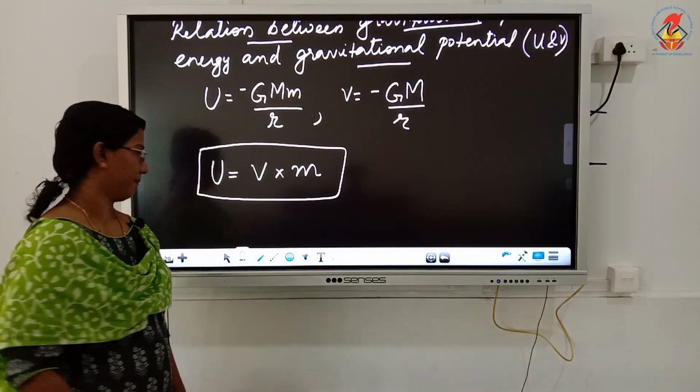Now, the equation for work done in bringing an object from infinity is W is equal to minus G M m divided by r. So, substituting the value of W in the above equation, we get V is equal to minus G M m by r divided by m. So we get V is equal to minus G capital M by small letter r. This is the equation to find the gravitational potential.